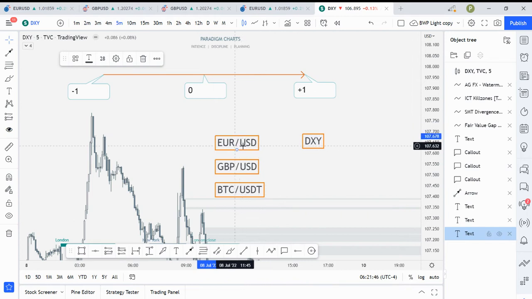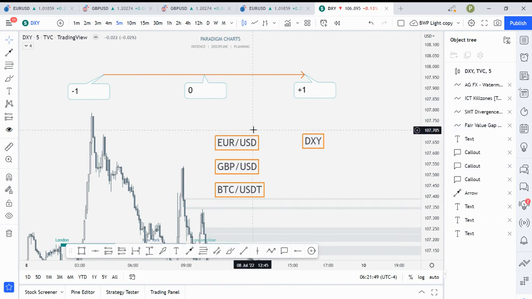Okay, so whenever there is a crack in correlation between two currency pairs, where one is making a higher high and the other, instead of making a lower low, does not, like in the example of Euro USD and DXY, that is what we call a crack in correlation. That is what we call SMT divergence.